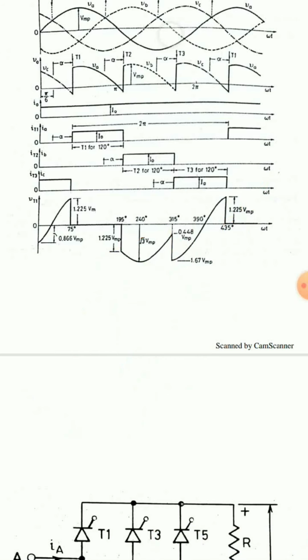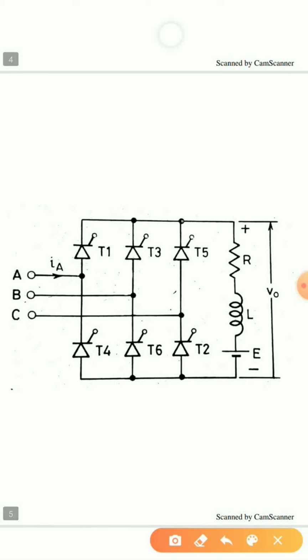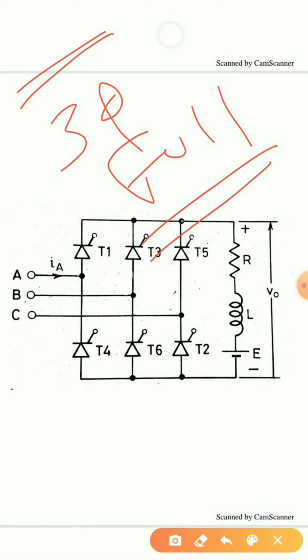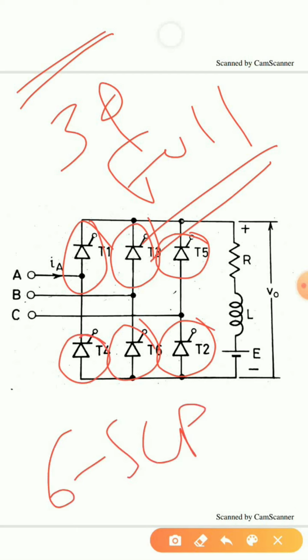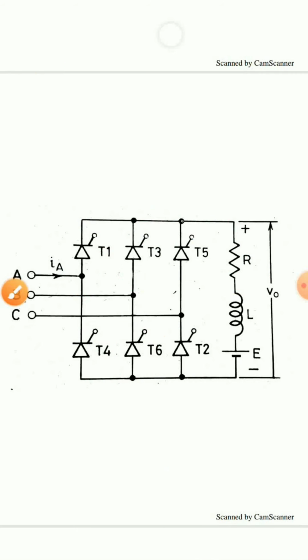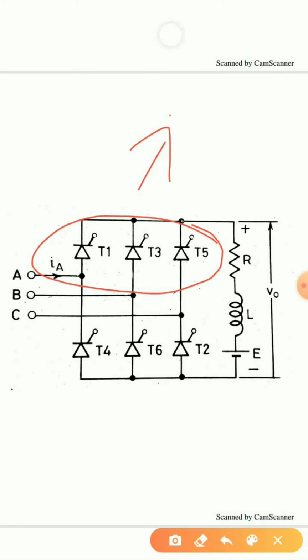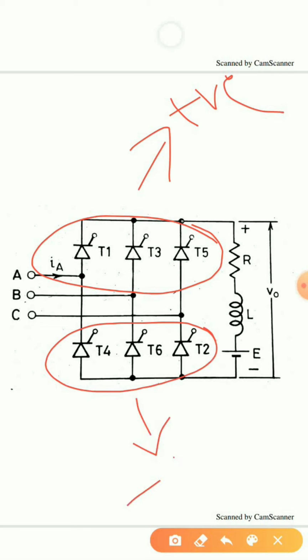Now let us move further. The next circuit is for a 3-phase full converter. In full converters, this can be called a 6-pulse converter as well. Why 6-pulse converter? Because we have 6 SCRs here. If I am using 6 SCRs, for every SCR I have to give a firing pulse. As I have to give 6 firing pulses, this is also called a 6-pulse converter. One more thing we have to keep in mind is that T1, T3, T5 act as the positive group, and T4, T6, T2 act as the negative group.